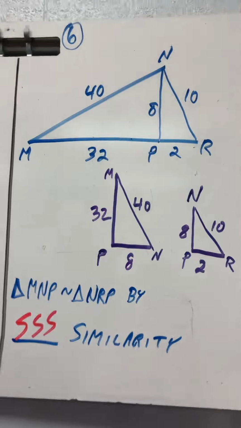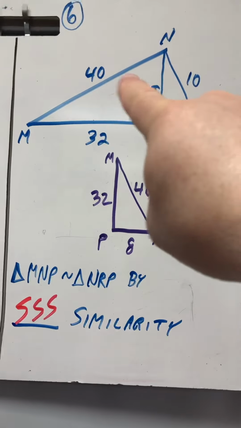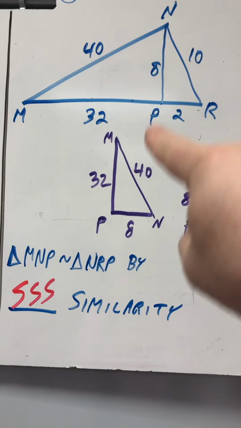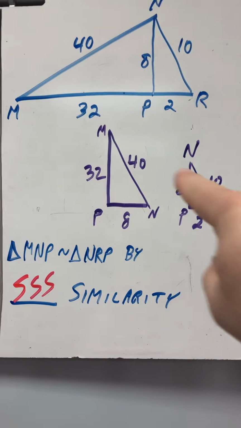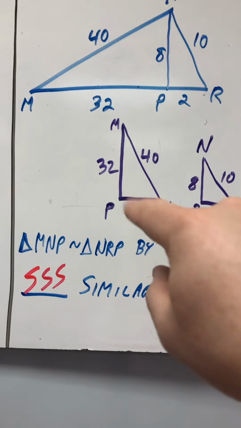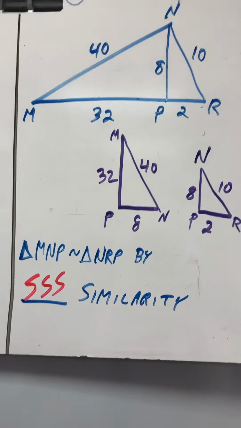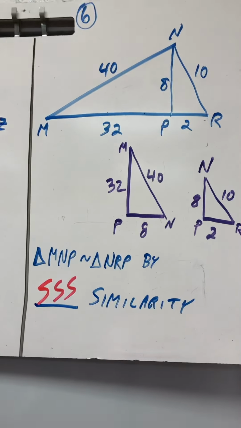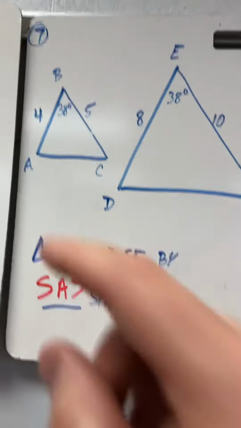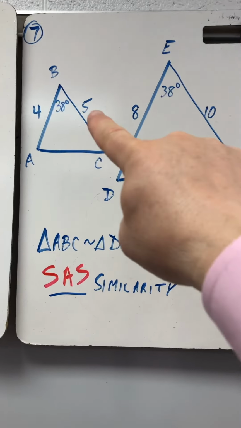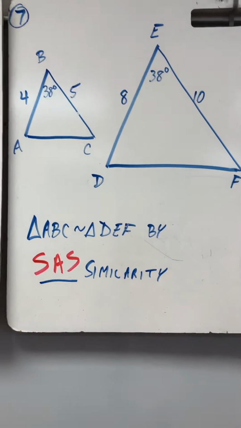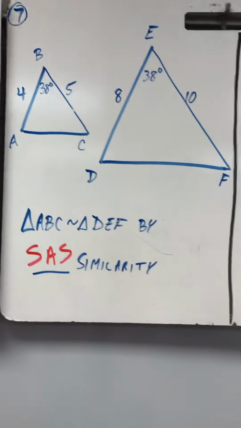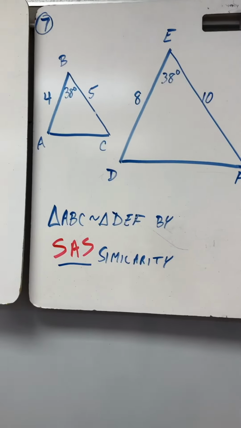Over here, if I turn this bigger triangle around and write it like this, it's easier to see: 10 times 4 is 40, 8 times 4 is 32, 2 times 4 is 8, right? SSS similarity. Notice here, 4 times 2 is 8, 5 times 2 is 10, and then 38 in the middle of each. That's SAS, side angle side similarity.